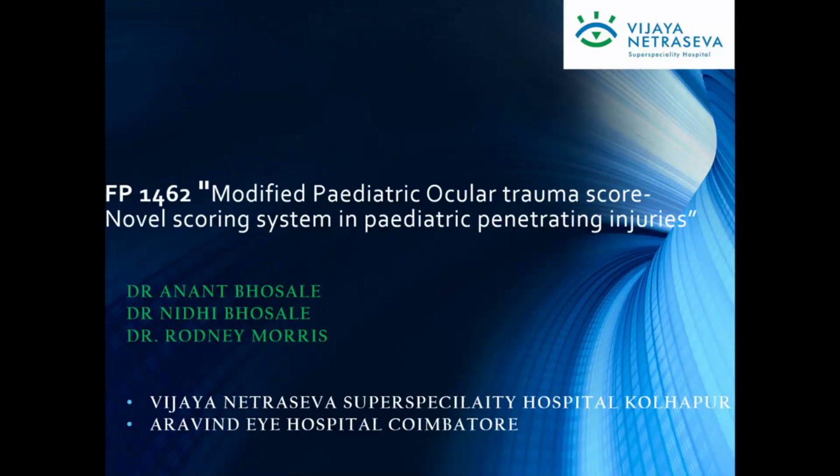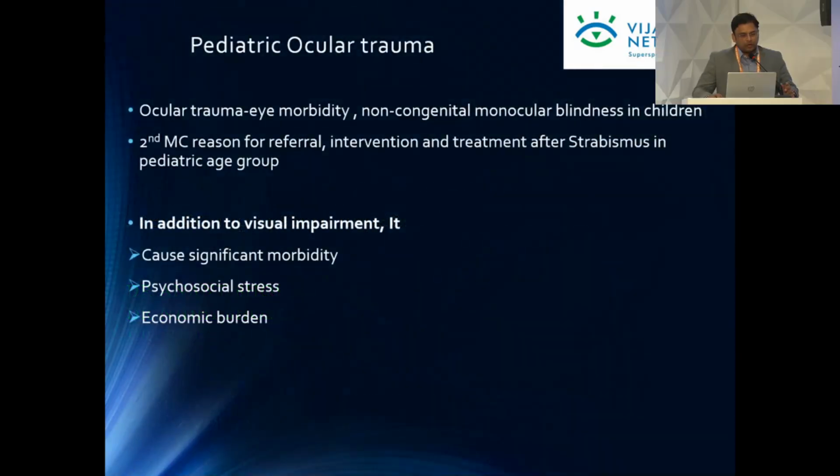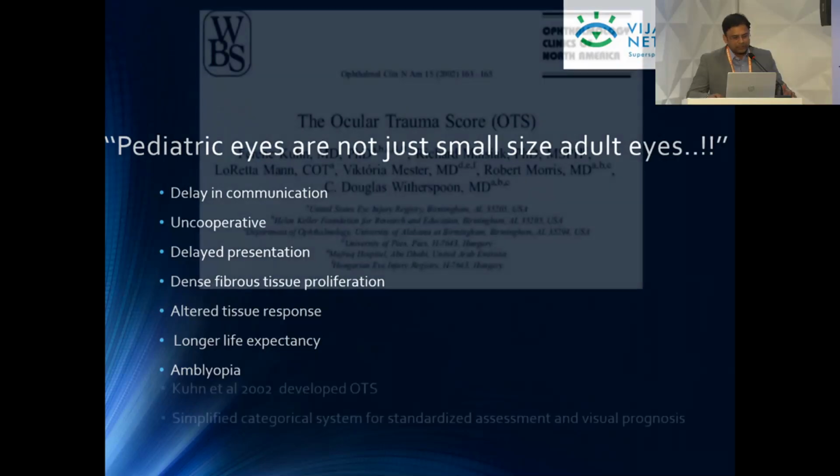Good afternoon, everybody. I'll be speaking about and proposing a modified pediatric ocular trauma score as a novel scoring system in pediatric penetrating injuries. As we all know, ocular trauma is the second most common cause of referral for kids after strabismus in this age group. Pediatric eyes are not just small adult eyes. There are so many problems with pediatric eyes, because of which we always get a delayed presentation.